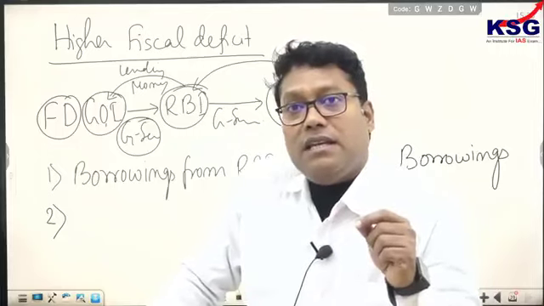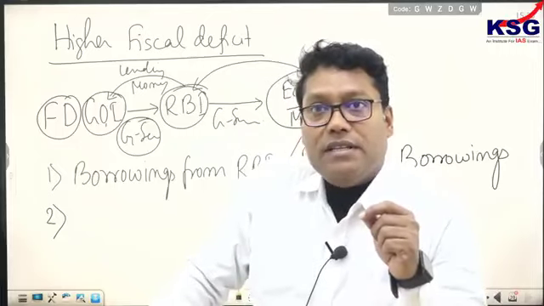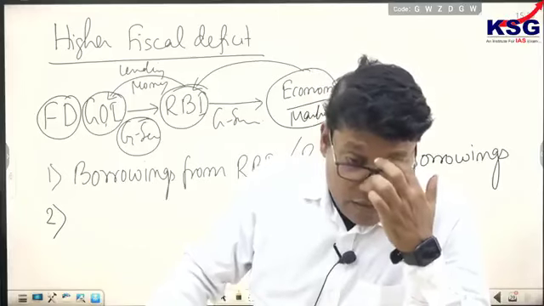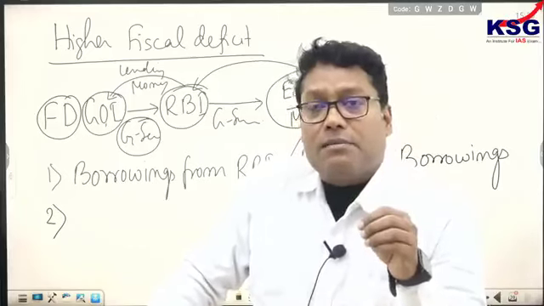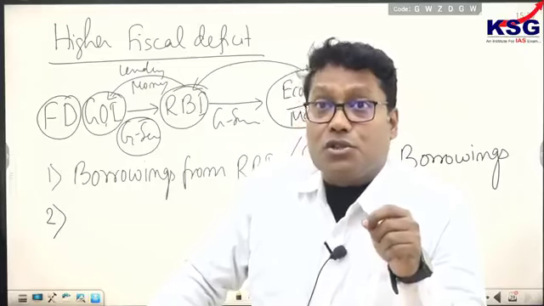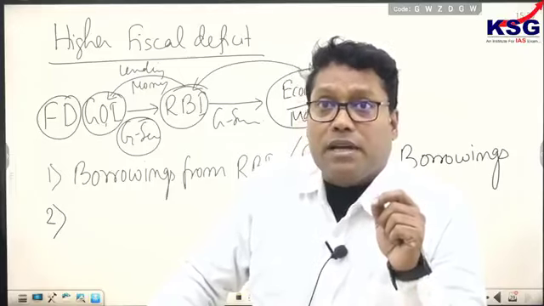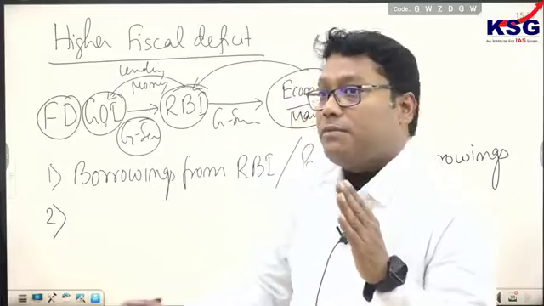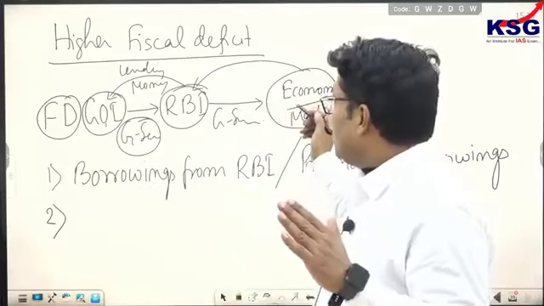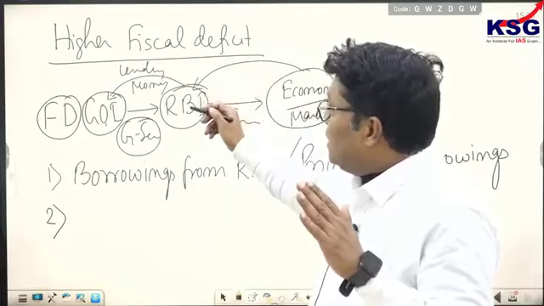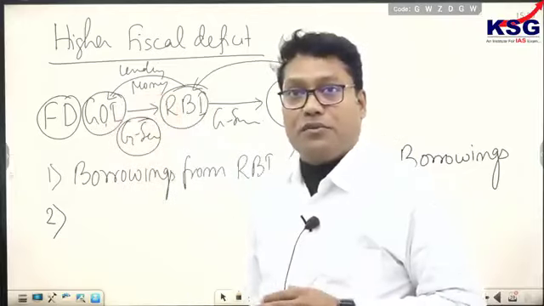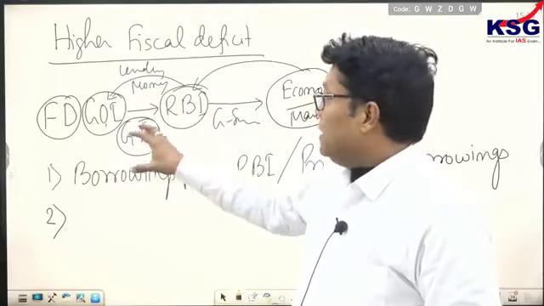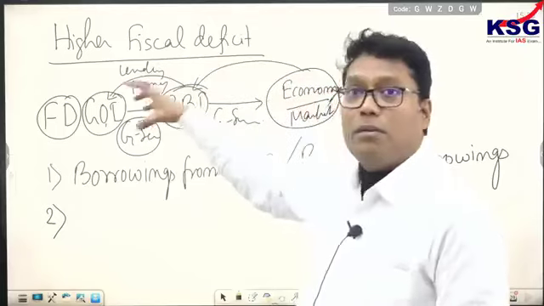So RBI, on behalf of the Government of India, sells it to the market, where the banks can buy, other institutions can buy, even the public can buy. So money basically comes from the market. The RBI sold it and collected the money, and RBI transferred this money to the Government of India. So it is known as market borrowing. Why? Because finally the Government of India has borrowed from the market.